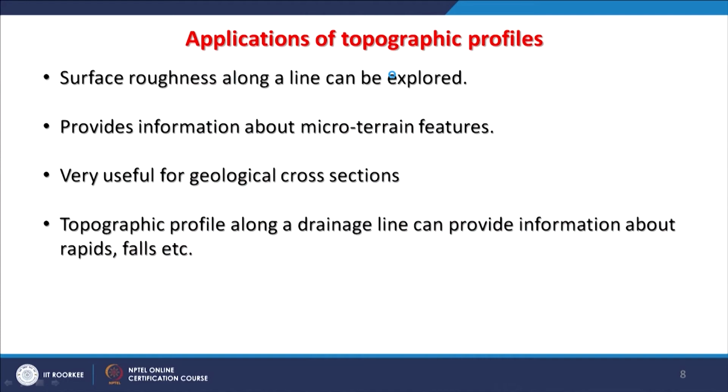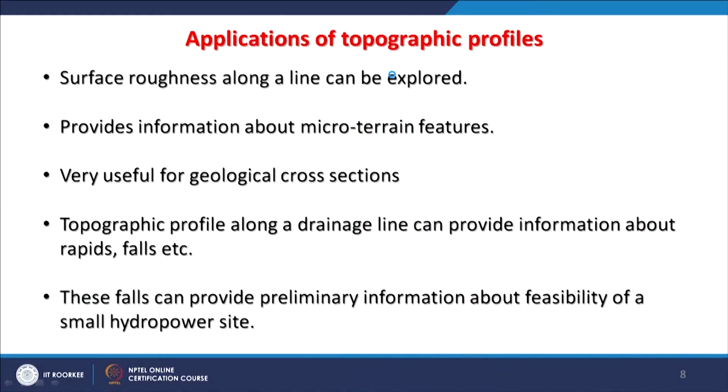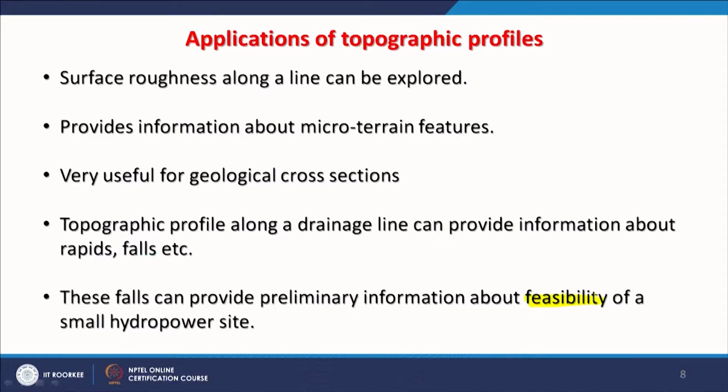The other important point is that a topographic profile along a drainage line can also provide information about rapids, falls, etc. Not only that, it will also provide the points of deposition or erosion along that line. And then these falls or rapids can provide preliminary information about the feasibility of a small hydropower site. Because for a small hydropower site, many times you do not need a very high head. Maybe even a 5 meter, 10 meter head, a site can be developed. So, for that purpose, if we get this topographic profile and find a good fall, then a site can be developed easily. So, this tool can be used as a very quick way to find out feasibility.